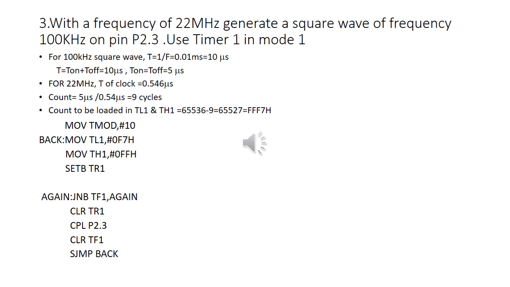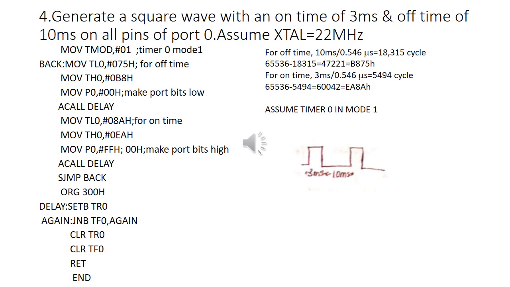Again, the initial count value will be loaded into the TL1 along with the TH1. Again, you have to start the timer. So monitor that TF1, then stop the timer, and complement this. So this process you are going to repeat since you need to generate the square wave continuously. So next we'll see the fourth problem.